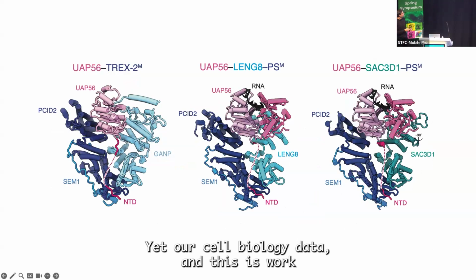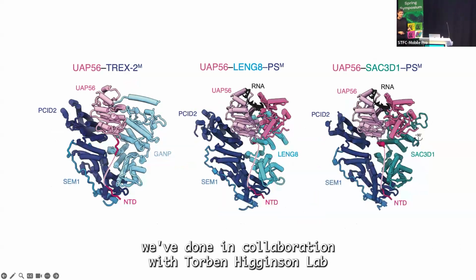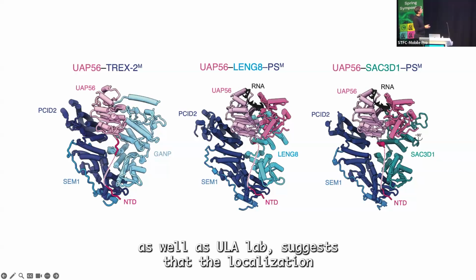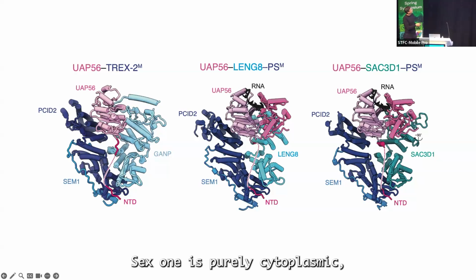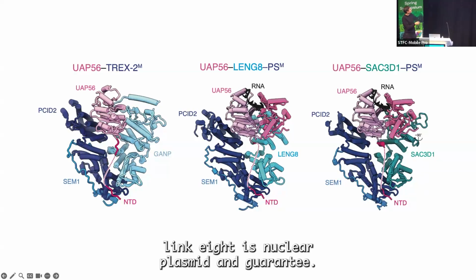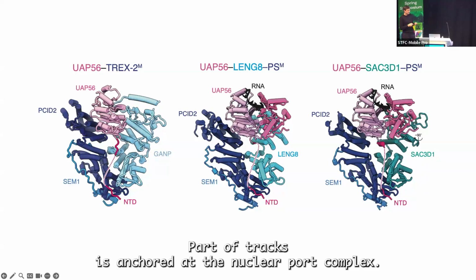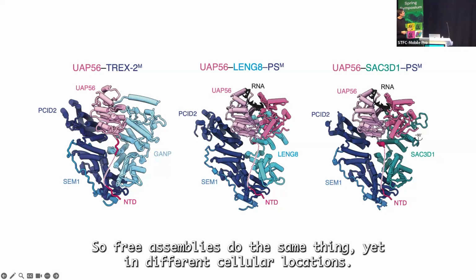Yet our cell biology data, and this is work we've done in collaboration with Torben Haig Jensen's lab, as well as Julius Brenneke's lab, suggests that the localization in cells of these assemblies is very different. SAC3D1 is purely cytoplasmic. Lang8 is nucleoplasmic. And GAMP, part of TREX, is anchored at the nuclear pore complex. So 3 assemblies, you do the same thing, yet in different cellular locations.